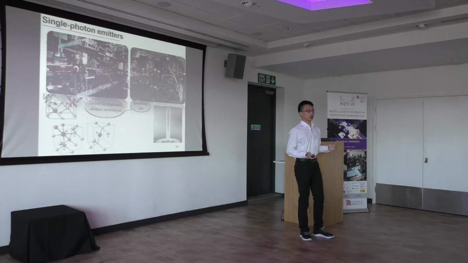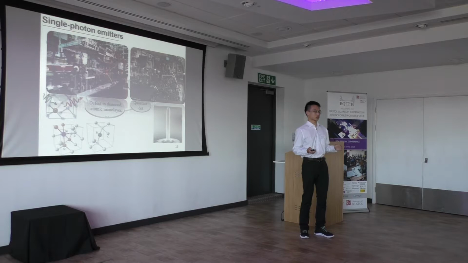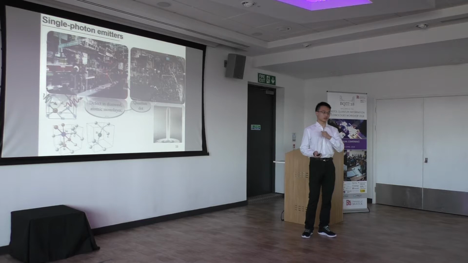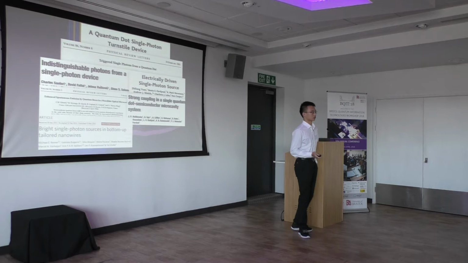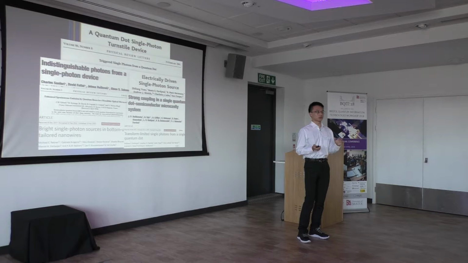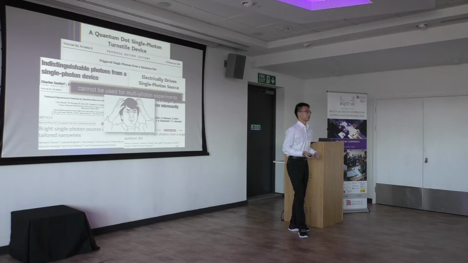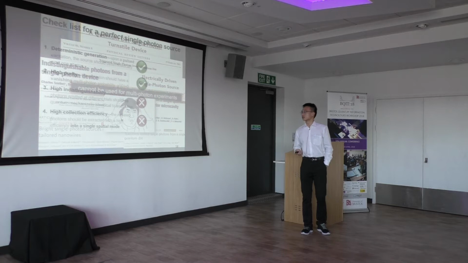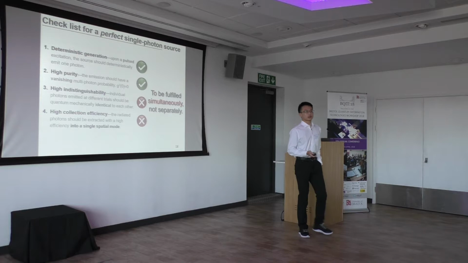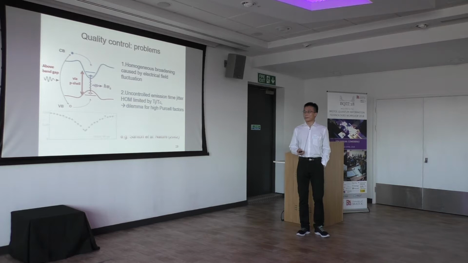And usually we make some nanostructures on this quantum dot. Like this, we build a micropillar cavity on it, so it looks like this. And there has been a lot of work on quantum dots, expecting to use them for quantum computation. But there's a problem. Lots of work cannot be used for multi-photon experiments. Why? The answer is that there are two major obstacles: indistinguishability and collection efficiency. So first, indistinguishability.